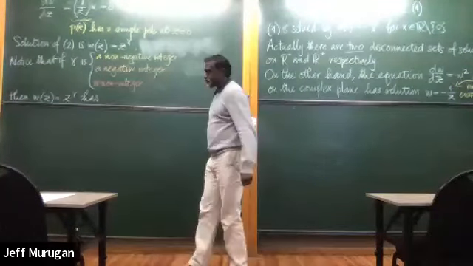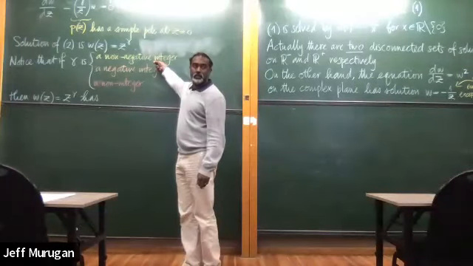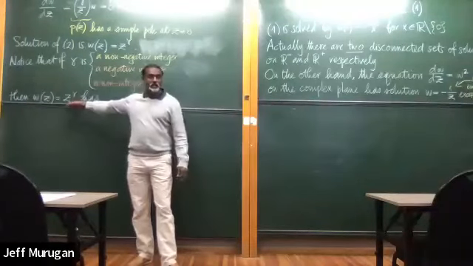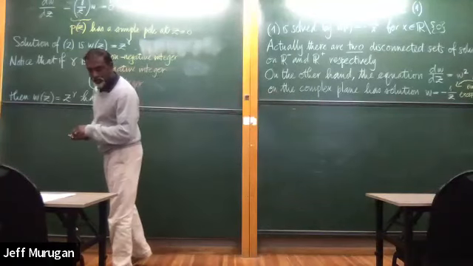Okay. If gamma is a non-negative integer, fine, 2, 3, 4, 5, etc., then w of z equals z to the gamma is analytic at z equals 0. Okay.